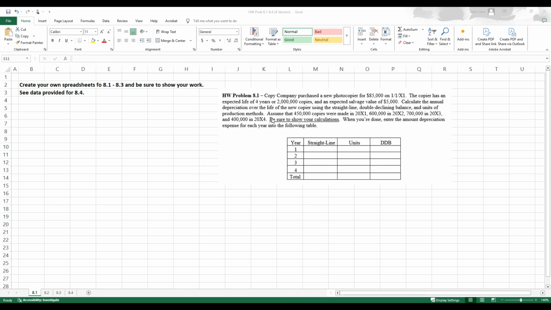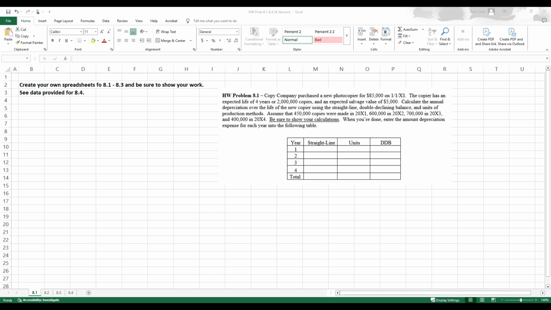And so that's what we're going to have to do. We're going to do the depreciation over the life of the new copier with those three methods. And it tells us how many copies were made. And then we've got a table down here that we can fill out. And it looks like we don't need to do the accumulated depreciation. We just need to show the depreciation expense, I believe. Yep, for each one of those values, essentially. So without further ado, let's create this table to begin.